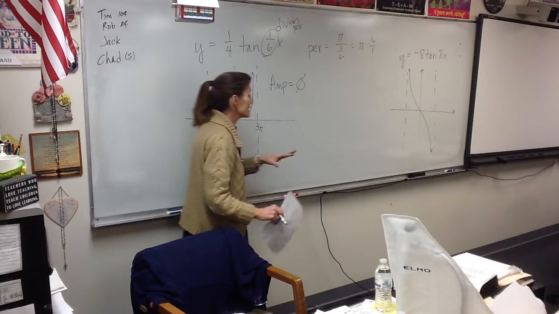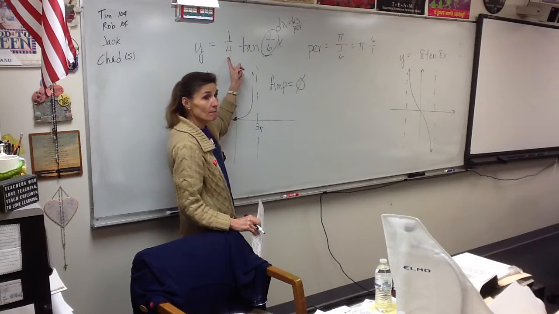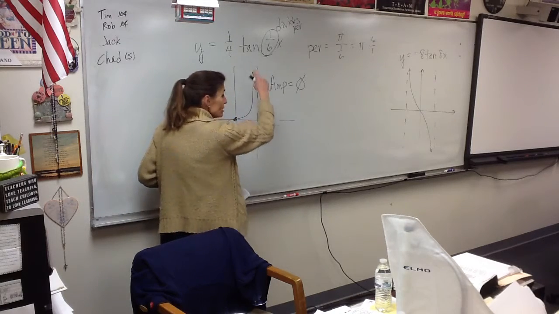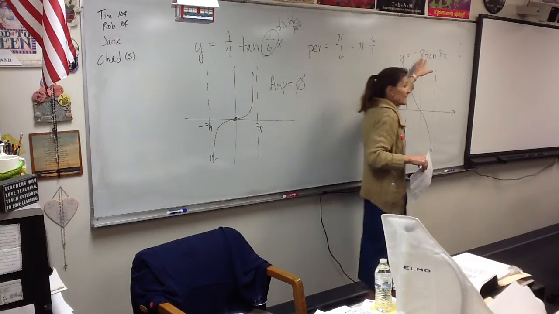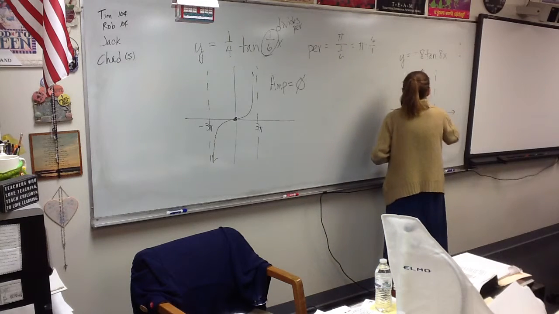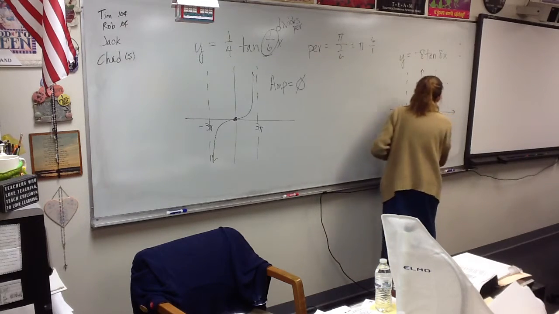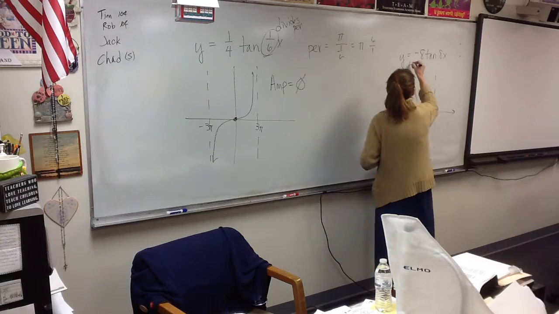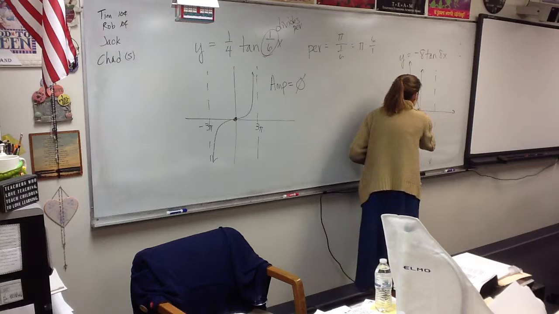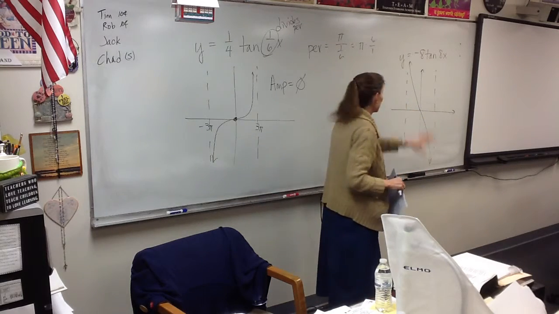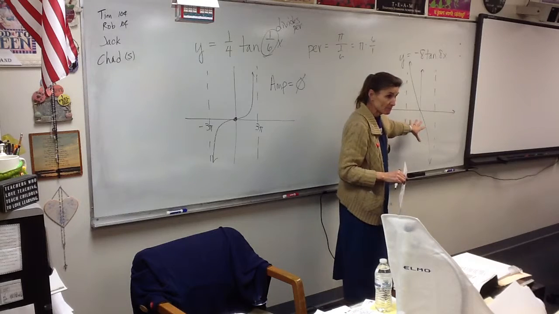Now, the reality of it is, if a little number like 1/4 makes your picture curvier, what do you think a big number like 8 is going to do? Make it straighter. So if I were worried about that, which I'm going to go ahead and draw because I'm the teacher and I should have some accuracy, it would be a very straight curve like that. But you don't have to worry about that, but you do have to have it upside down.